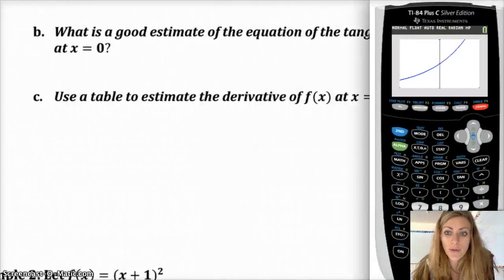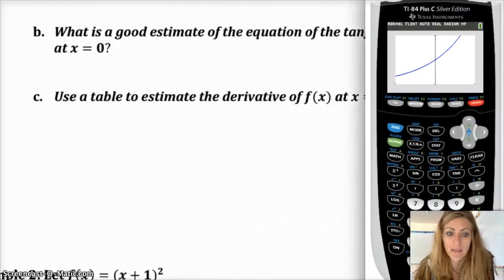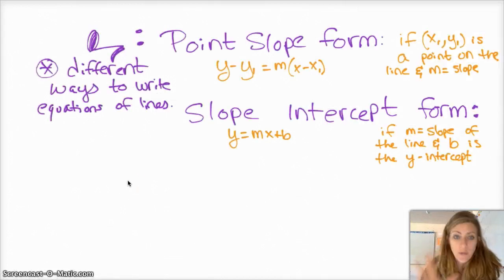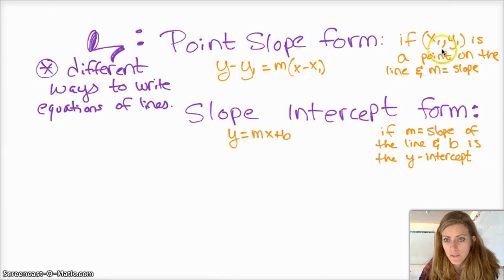If you don't know that, point slope form might be a little more useful. So, side note, point slope form versus slope intercept form, just as a refresher. Two different ways to write equations of lines. You have point slope form, which is y minus y1 equals m times x minus x1, where (x1, y1) is a point on the line and m is the slope. And then slope intercept form is probably what you're more familiar with, where m is the slope of the line and b is the y-intercept.